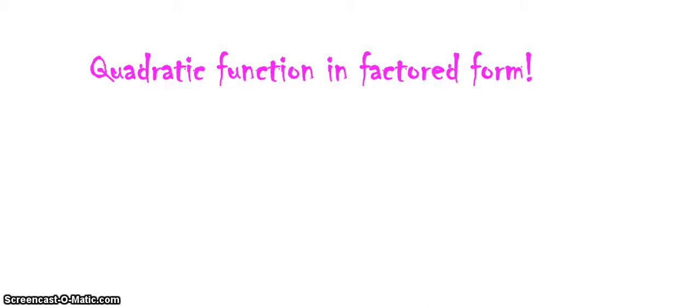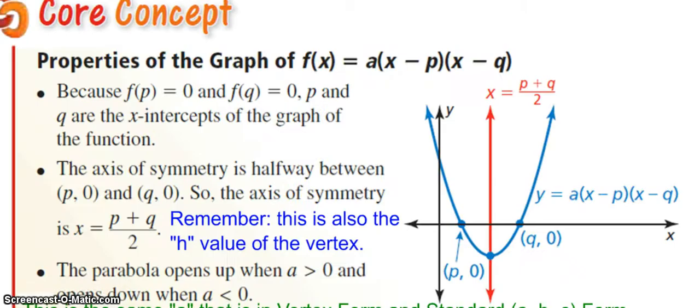All right, so we have seen quadratic functions in ABC form. We've seen quadratic functions in vertex form. What about a quadratic function in factored form? We'll see how this can help us, how we can still find all of our characteristics of the quadratic function when it's in factored form, and how this relates to the other forms as well. All right, let's jump right into it.